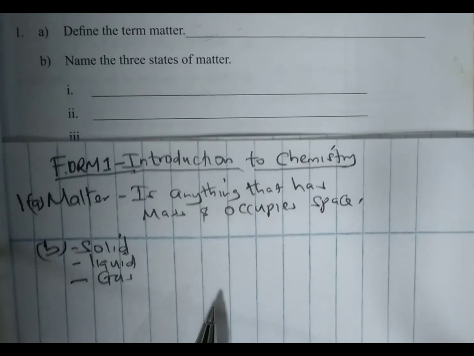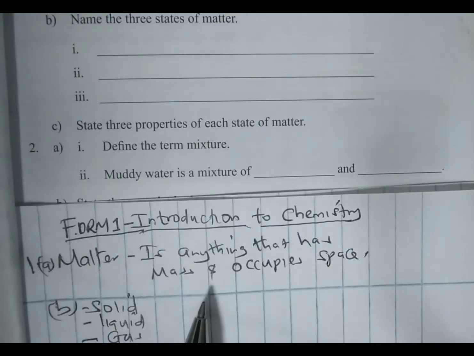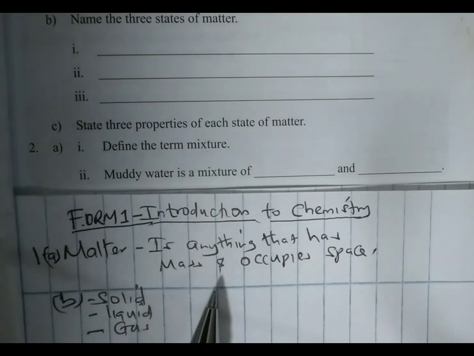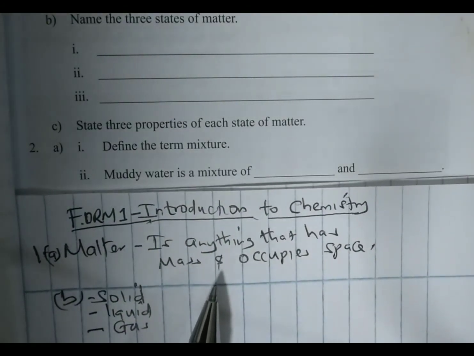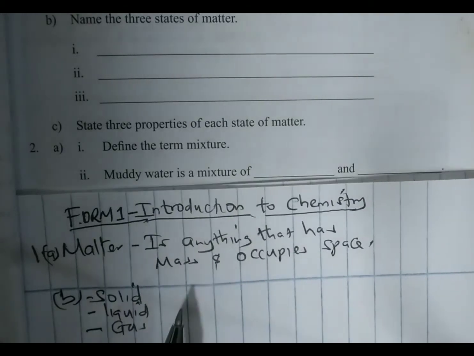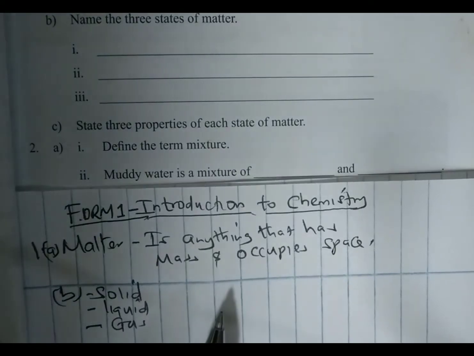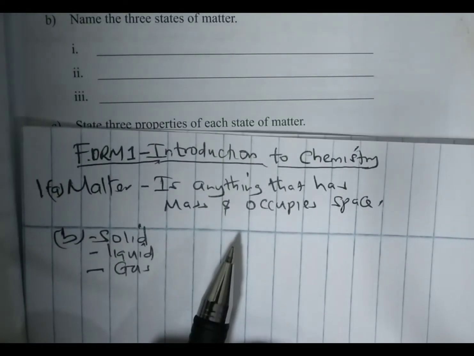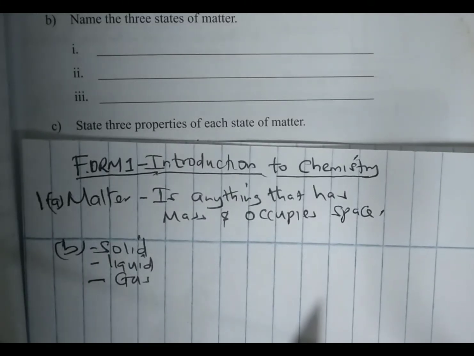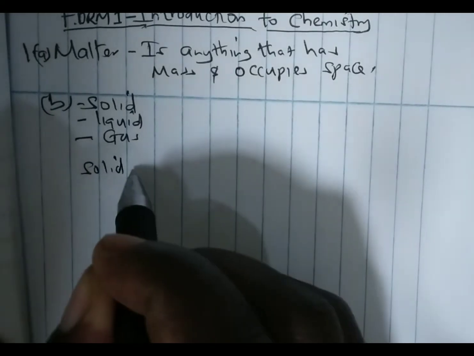We go to the next question. That is question number 1, part C. State 3 properties of each state of matter. We have already identified the 3 states of matter, namely solid, liquid, and gas. So we look at the properties of each. We are going to begin with the first one, which is the solid.